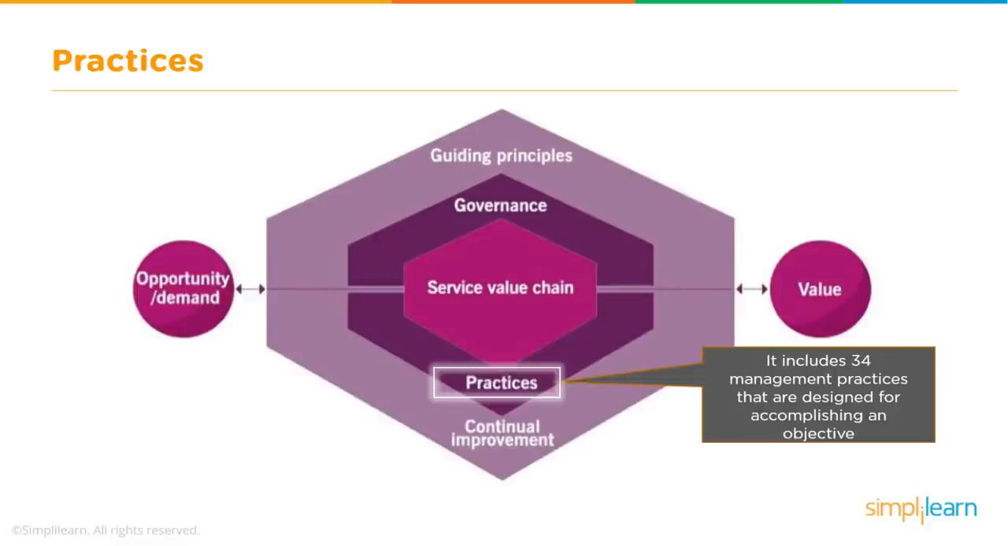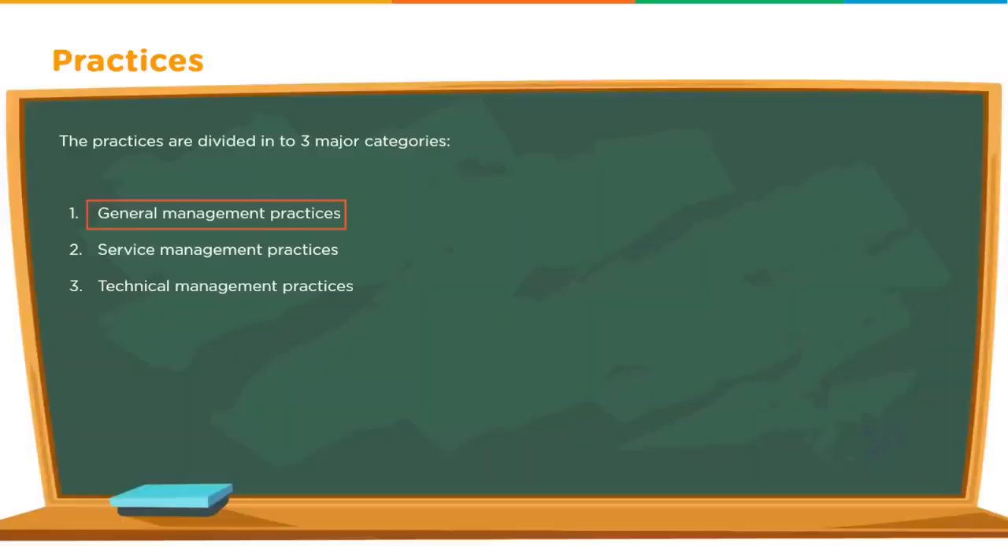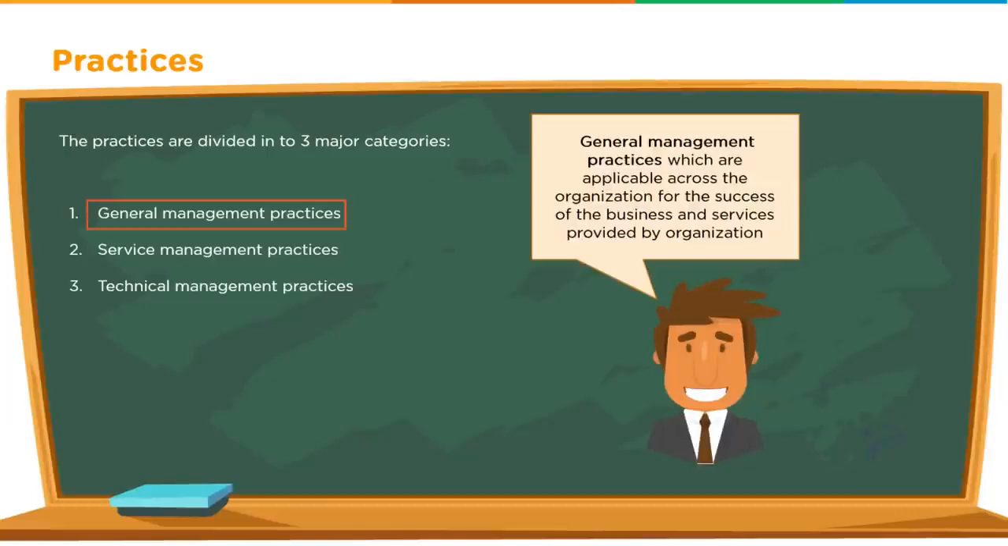So keeping this in mind, the 34 practices are grouped into 3 major categories: general management practices, service management practices, and technical management practices. When I say general management practices, these, which are around 14 practices, are applicable across the organization, right? The general management practices are applicable across the organization, and this is not bound to any specific services.